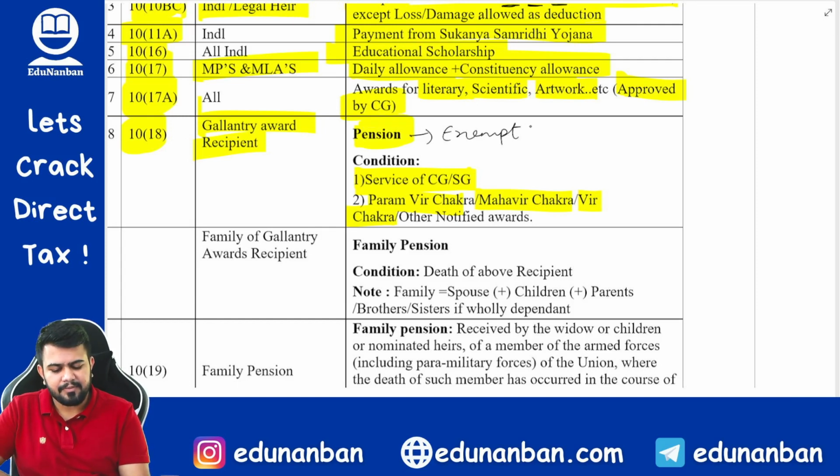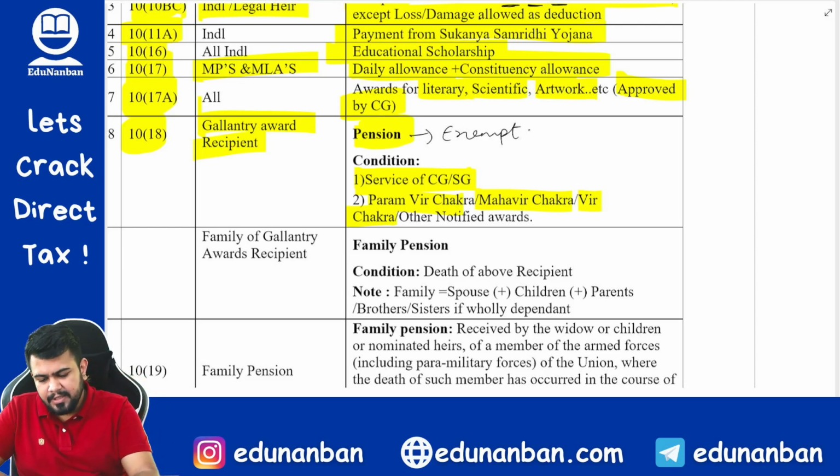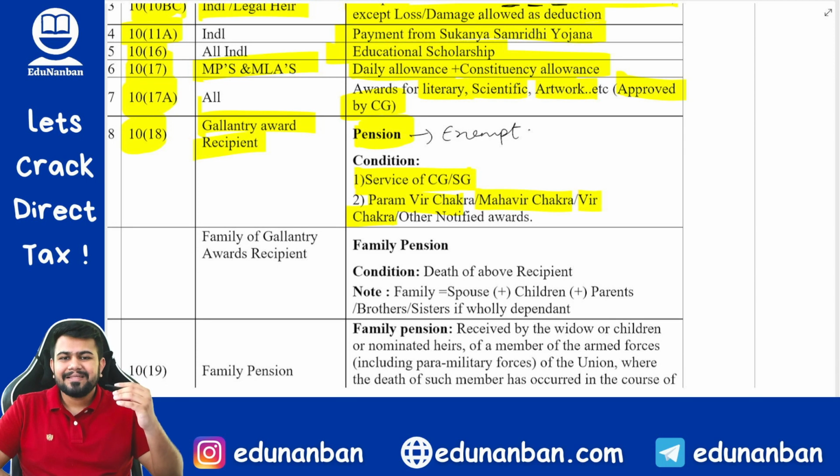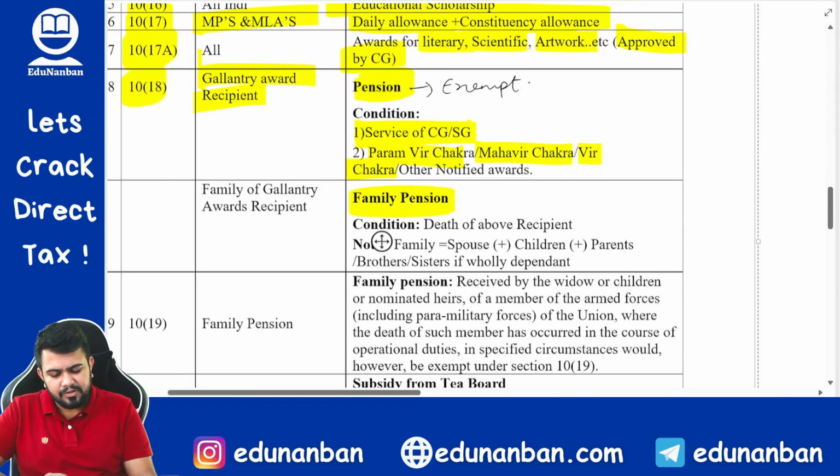Pension is exempt. What are the two conditions? The person should be a gallantry award recipient. It means what? Paramveer Chakra, Mahavir Chakra or Veer Chakra. And number two, the person should be a central government or state government employee. In such case, the pension received will be exempt. Sometimes what will happen is the person will not be alive. During duty only the person will be no more. In such case, their family will receive family pension. In such case, the family pension is also exempt.